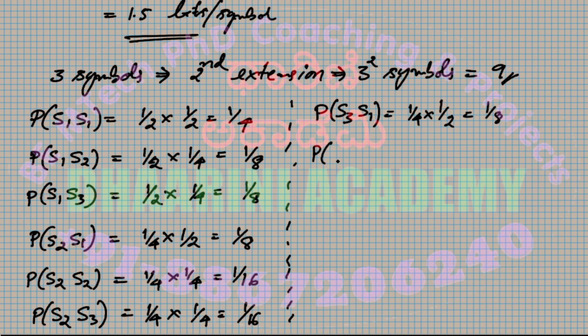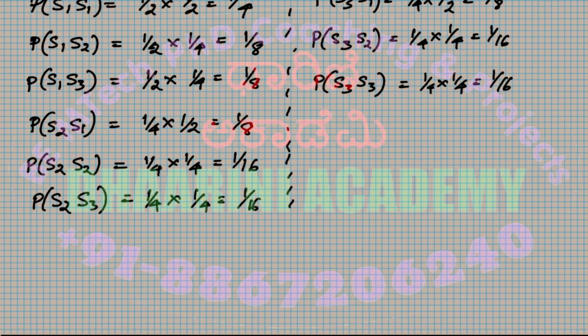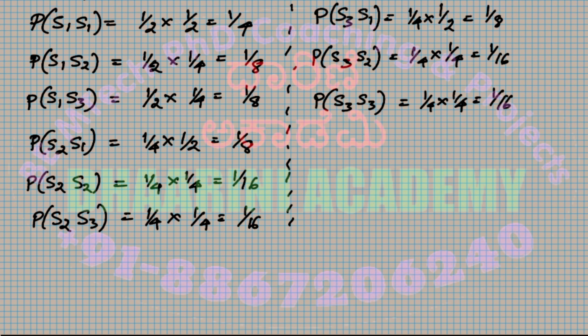Then probability S3, S2. S3 is 1 by 4, S2 is 1 by 4, so 1 by 16. And the last one will be S3, S3. So what will be that? That is also 1 by 4 into 1 by 4, so you have 1 by 16. So the second extension will be showing the following symbols and those probabilities which we have calculated.